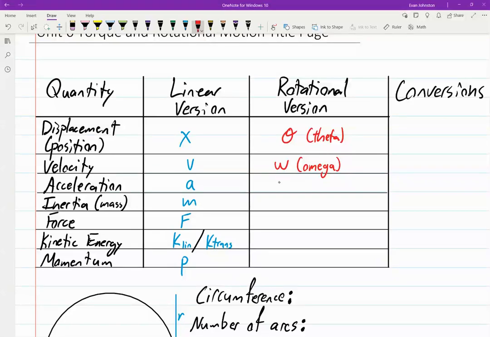Instead of a, we have alpha. Hey, those kind of look nice and similar. It's an a, a fancy a. It might even look like a cute little fish. And this is alpha.